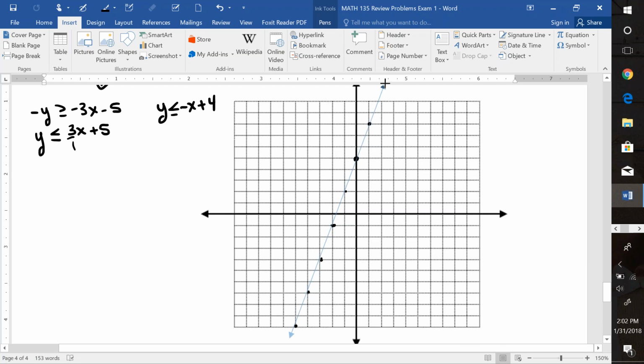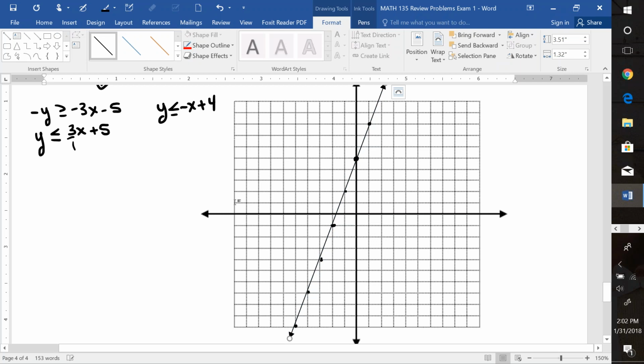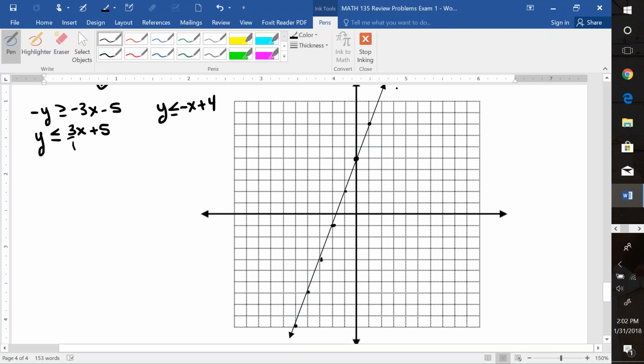Best that we can. There we go. Let's make it a little bit bolder. There we go. So that is the line y equals 3x plus 5. And it is sometimes important to label these, especially when your intersections are not nice points.